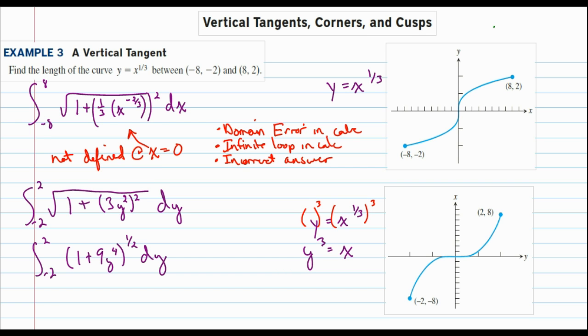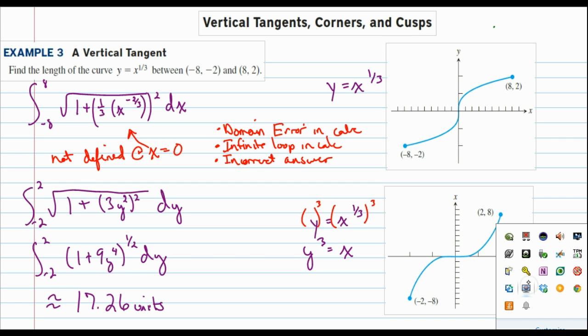So now I can simplify a little bit and integrate with my calculator, and I get 17.26 units, which makes sense. The straight distance between -8 and +8 on the x-axis would be 16. A little bit curvy would be 17.26.